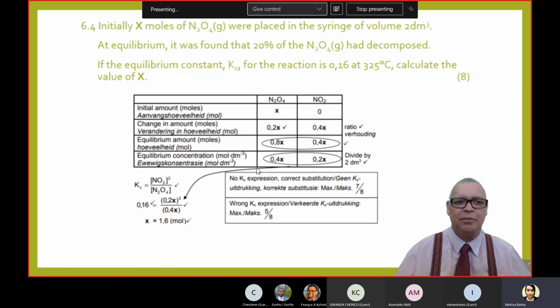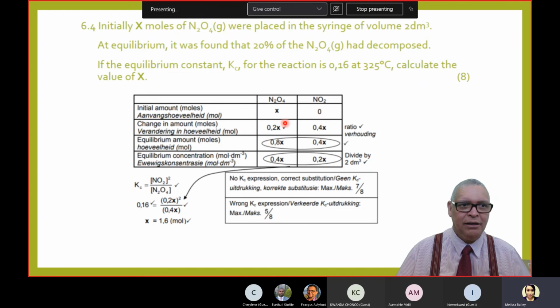And now going back to the RICE table, let's fill in the rest of the RICE table, seeing that we've got the first line of the Kc expression all organized. So when we come back to the RICE table here, there we have it. Right. So we need to fill in the change in moles, and we need the equilibrium number of moles, and so the story goes. They tell us that at equilibrium, it was found that 20% of this compound had decomposed.